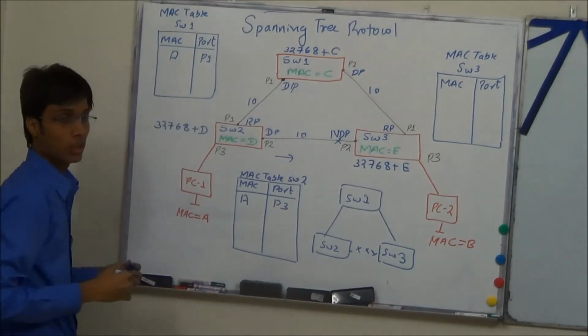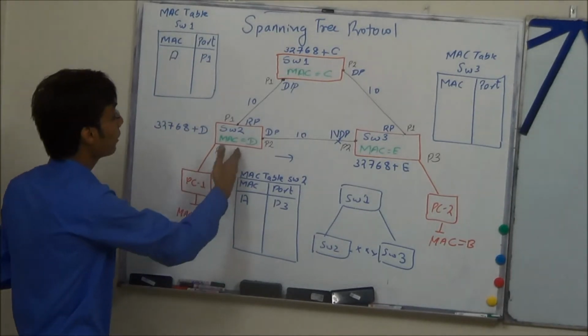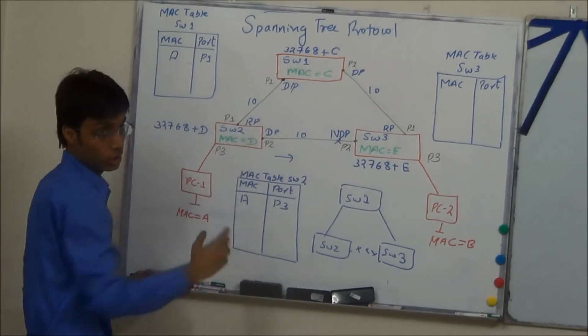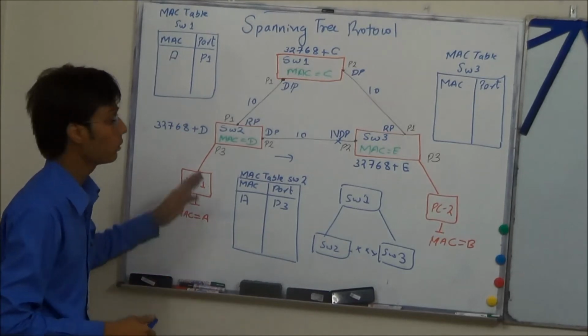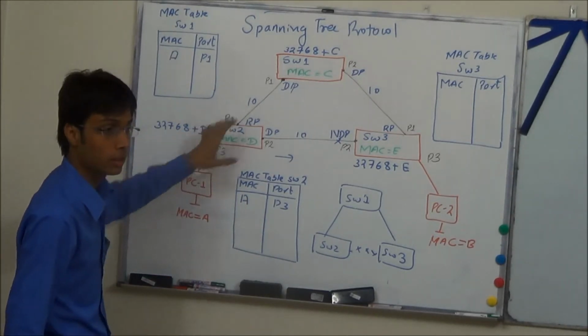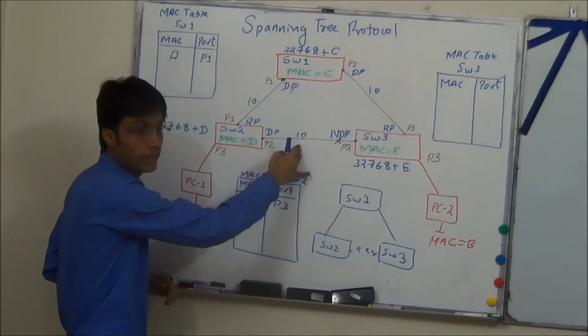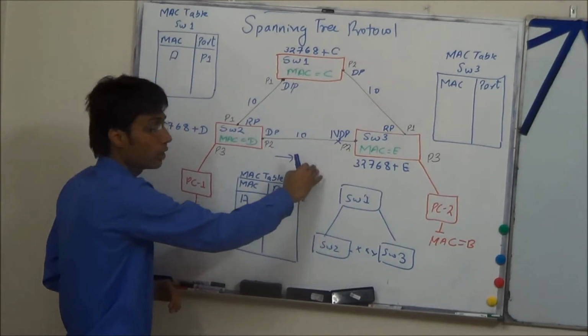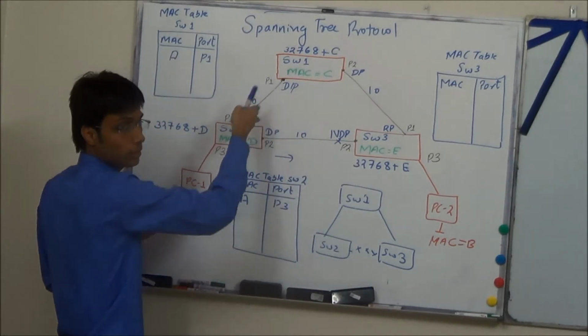But before that, we didn't check the destination MAC address. Switch 2 will check the destination MAC address. The destination MAC address of the frame is not in its MAC address table, so switch 2 will flood it. We cannot flood it there because this link is logically broken. Even if it floods, the data will be dropped here. So it will flood it towards that side.